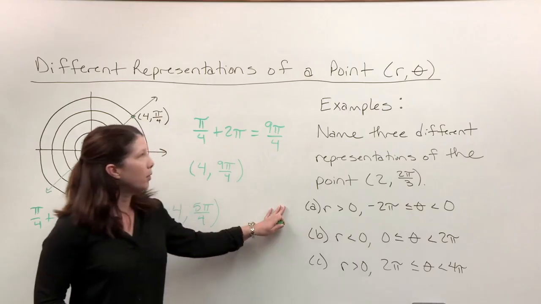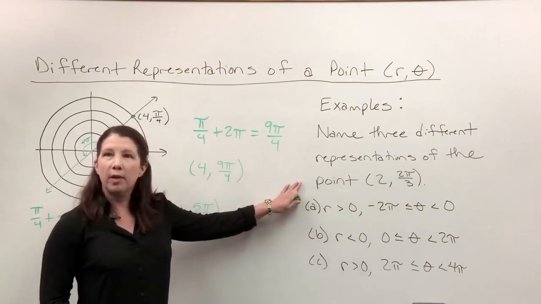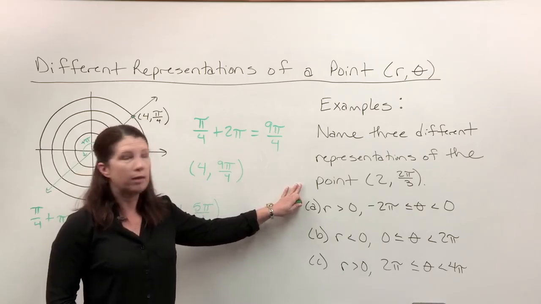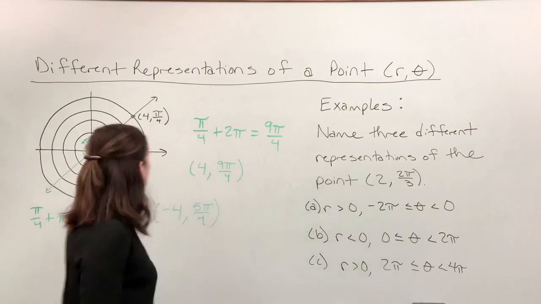Let's look at an example. We're asked to name 3 different representations of the point 2, 2 pi over 3. You may recall this is the first point that we plotted.